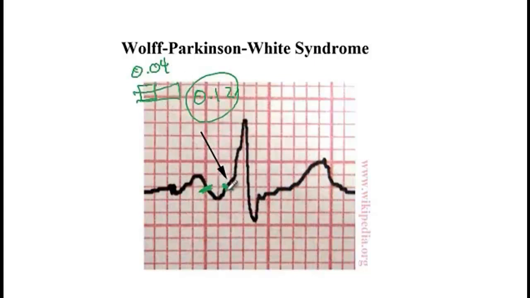And you can see that here maybe we have 2 boxes, but there's no way that the PR interval here is any higher than 0.12. And it's high yield for you to know the pattern of this EKG interval, so the accessory pathway will cause these changes that's shown by the arrow.